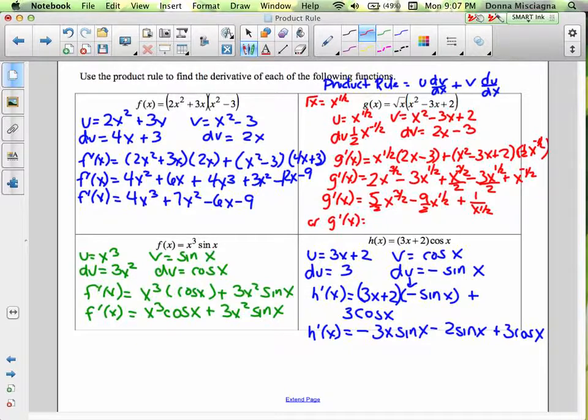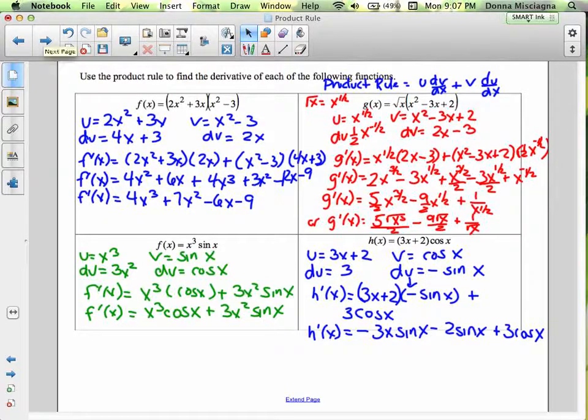All the damage that leaving off a 1/2 can do. So if you want to rewrite it in radicals, this would be 5 times the square root of x cubed all over 2, minus 9 square root of x over 2, plus 1 over the square root of x, but either is fine now that you've had to fix it for me. All right, so there's the correct derivative.